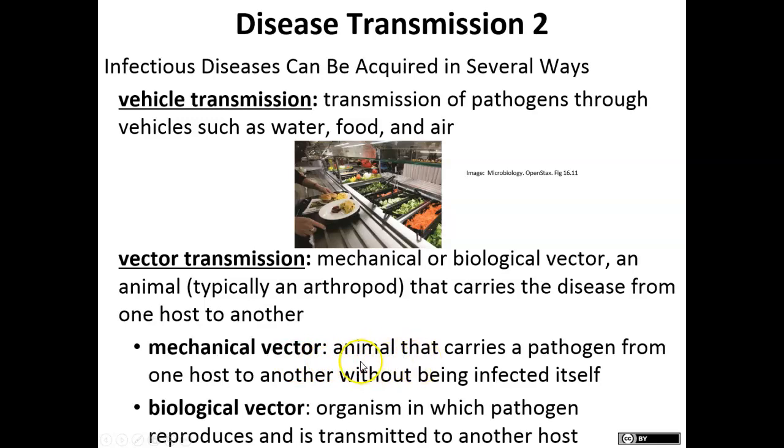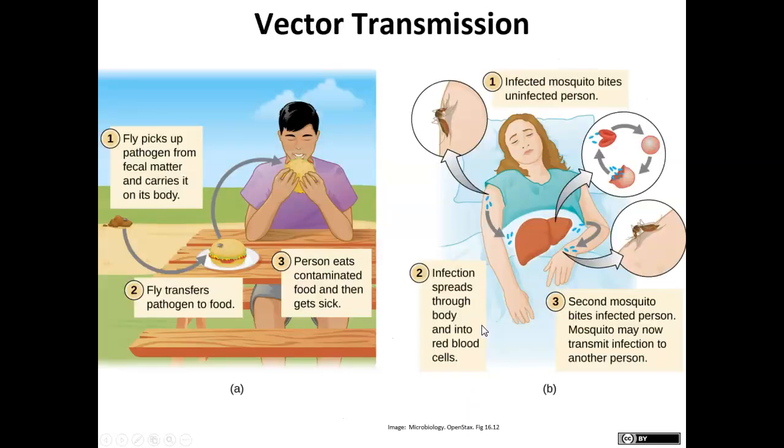Mechanical vectors are arthropods that carry a pathogen from one host to another without being infected. So think of a fly that lands on a pile of poop and then carries E. coli from the poop to your hamburger. A biological vector is one in which the organism replicates inside the host, so it uses that host as part of its life cycle. This would be like the Anopheles mosquito carrying malaria. It has a sexual phase for that protozoan inside the mosquito, and then it's transmitted to the human, and the human is the asexual carrier.